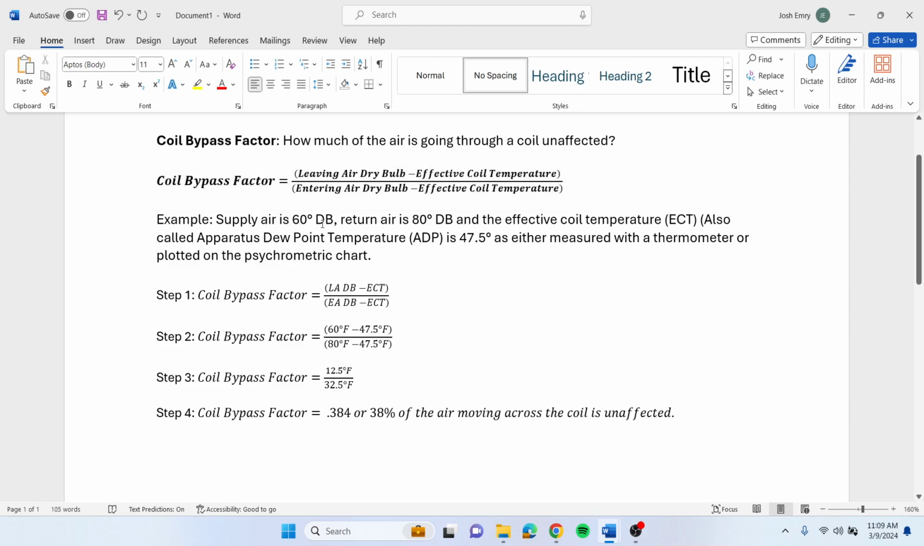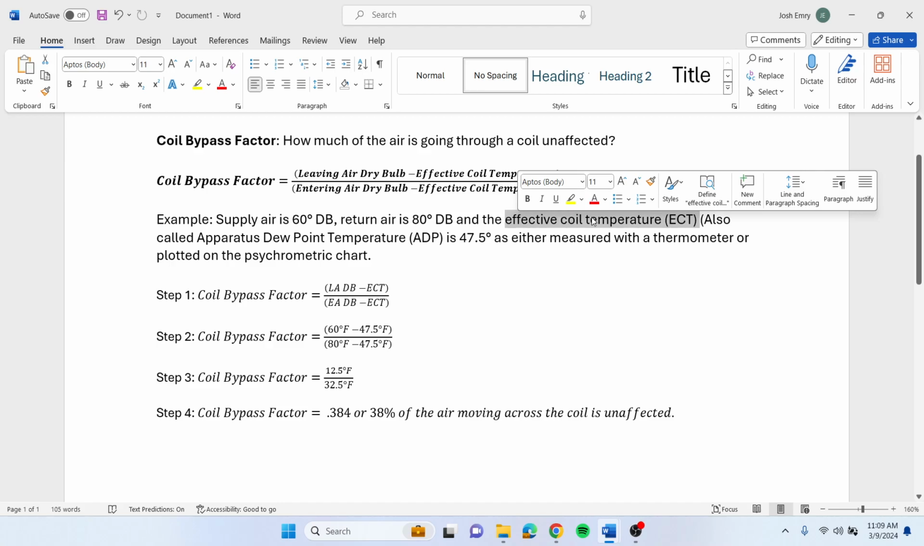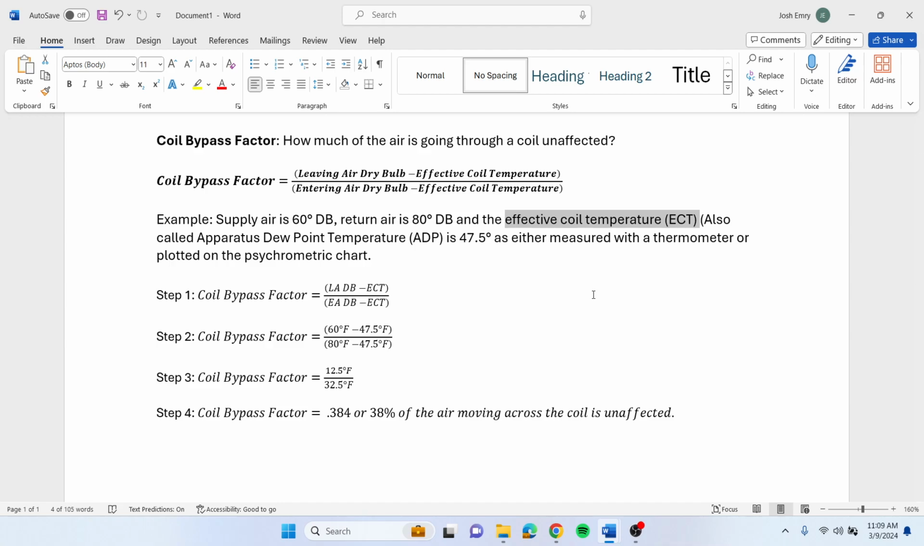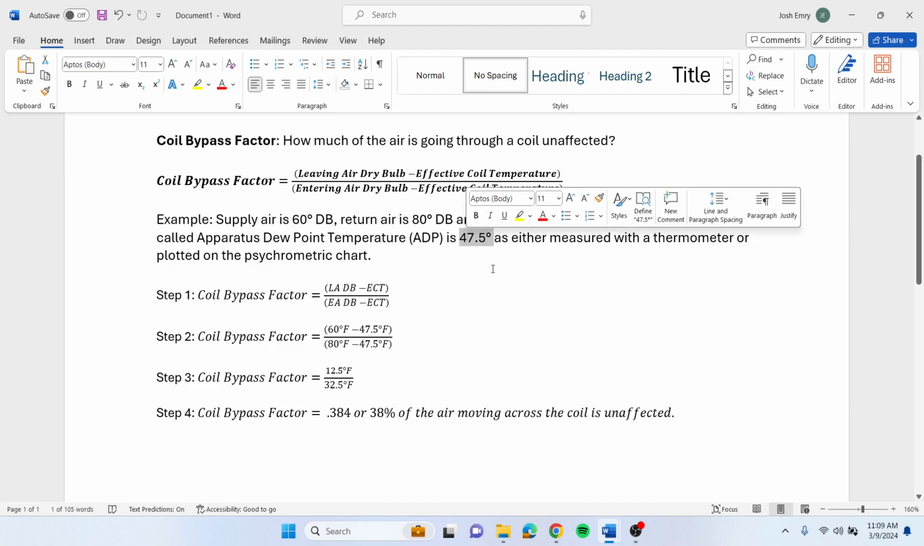So in this example, if we have a 60-degree dry bulb supply and the return air is 80-degree dry bulb, then we need to know what our effective coil temperature is. To get this effective coil temperature, and it's the same thing as apparatus dew point, you can plot that on the psychrometric chart, because you plot your return air state point, you also plot your supply air state point, you draw a line through the two, and you go straight to the saturation curve with that line. Once you get to there, that's your apparatus dew point. So you can do it with a psychrometric chart, or you can measure the temperature of the coil.